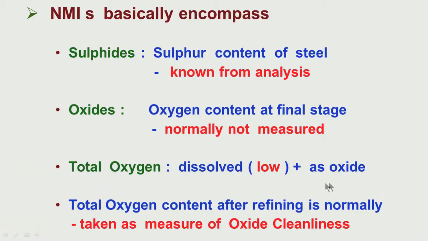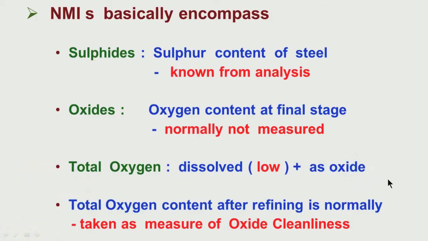So the total oxygen is basically oxygen present in the dissolved state plus oxygen present in the oxides. Now if the dissolved oxygen is very low, say the total oxygen is 30 ppm, and we know the dissolved oxygen after good killing is less than 5 ppm. Dissolved oxygen, incidentally, is possible to measure in steel at the time of steel making.